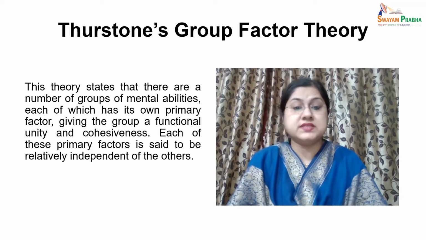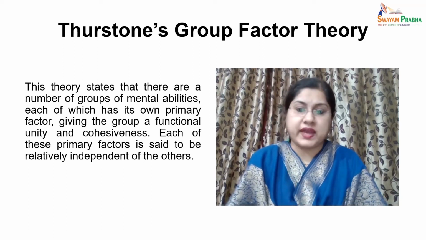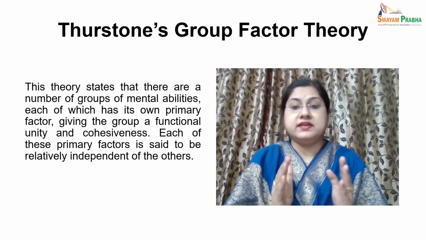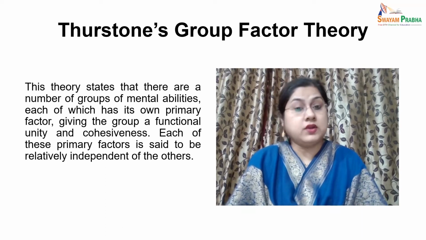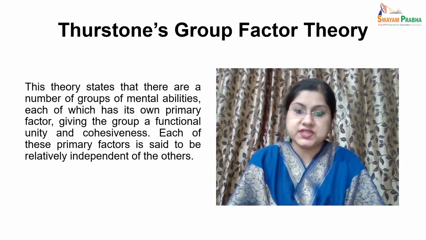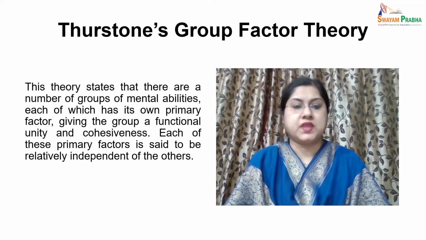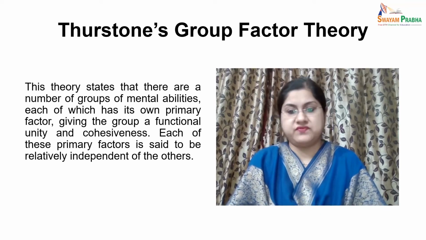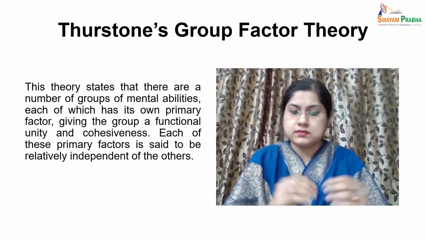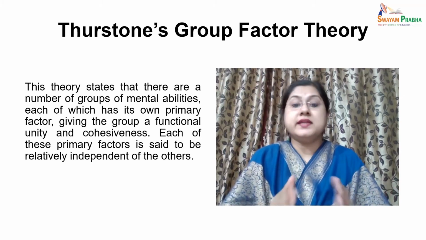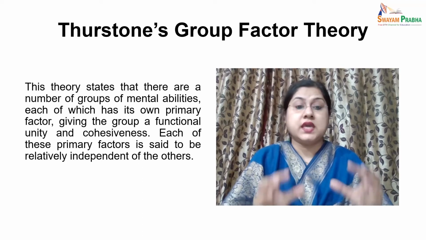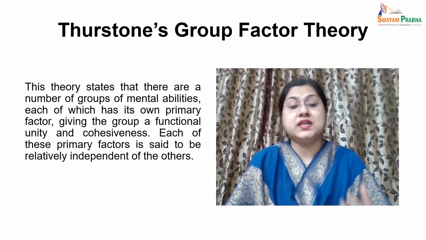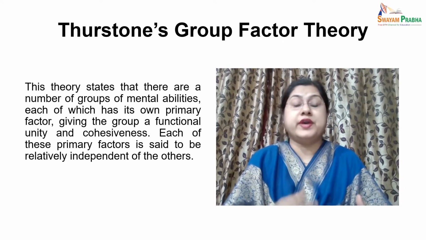Certain mental operations have in common a primary factor that gives them psychological and functional unity and that differentiates them from other mental operations. These mental operations then constitute a group. A second group of mental operations has its own unifying primary factor, and so on. So we can say that, in other words, there are a number of groups of mental abilities, each of which has its own primary factor, giving the group a functional unity or cohesiveness.